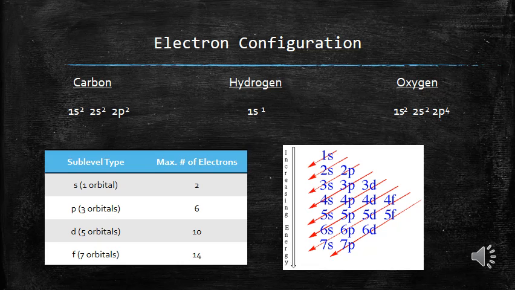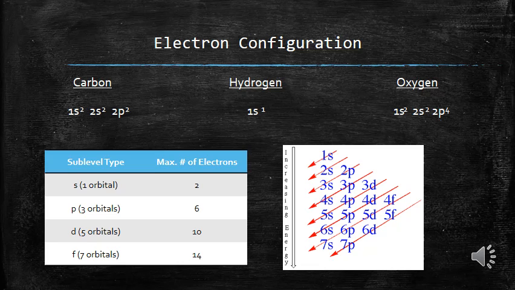And that makes sense because S has 1 orbital and the max of electrons it holds is 2. And there's 2 electrons per 1 orbital. So then 3 orbitals, 2 electrons per orbital makes 6 electrons maximum, and then 5 times 2 is 10, and 7 times 2 is 14.